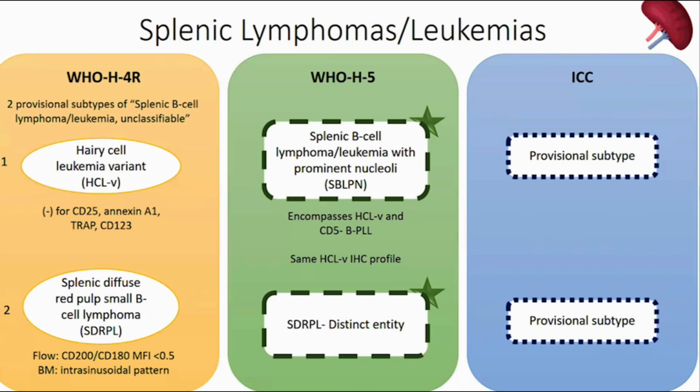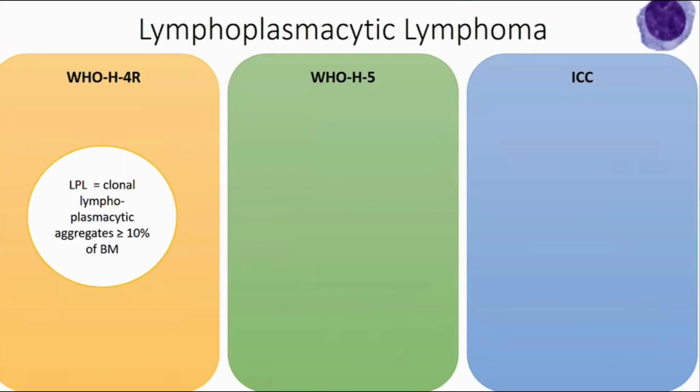And the reason the WHO5 had upgraded it is they thought it had pretty significant different findings from SBLPN and splenic marginal zone, with things like prominent intrasinusoidal growth pattern, and high frequency of B-core mutations. But the WHO5 does recognize that this is a really hard entity to discriminate from those other ones. So they similarly advised, just as the WHO4R had, to use the CD200 and CD180, or the overall ratio, to help isolate that out.